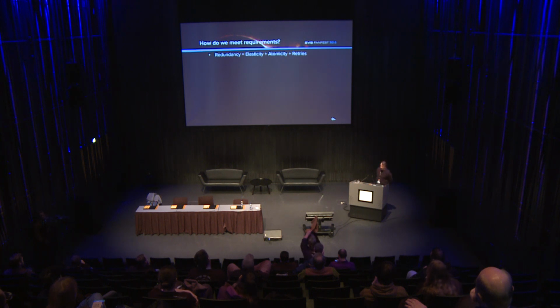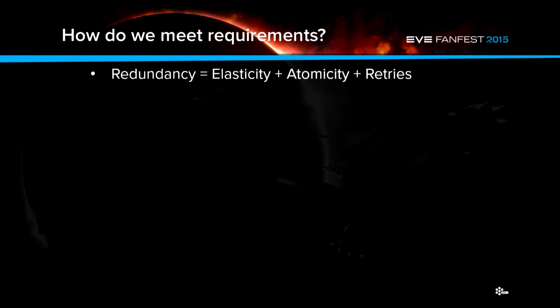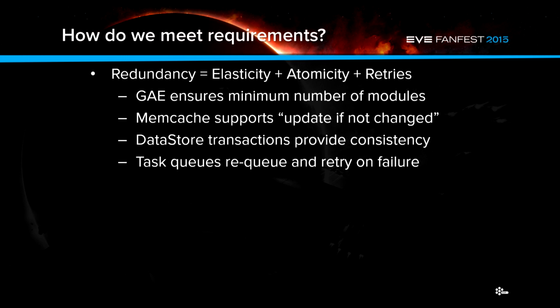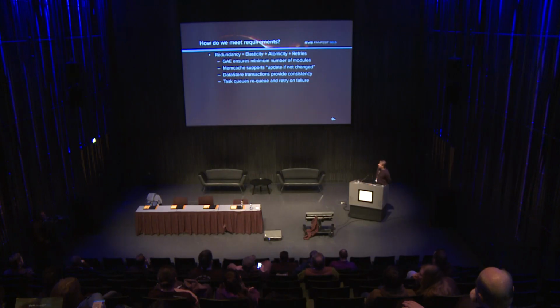So let's talk about the back end first. We get redundancy in the back end through a combination of elasticity, which means being able to add more nodes as needed, atomicity, which means consistently changing data in the face of failures, and retries. Essentially, I rely on App Engine to ensure that there's a minimum number of back-end modules running. I tell it how many need to be running at any time, and it monitors for failures and restarts as needed.